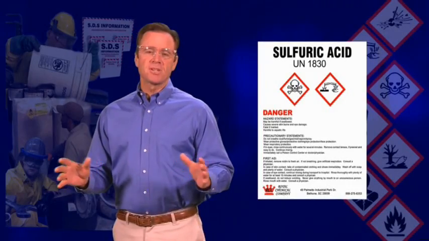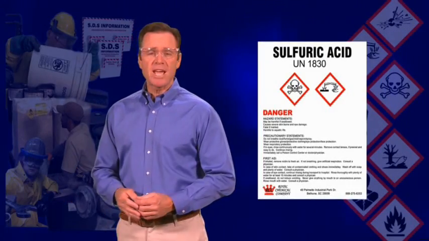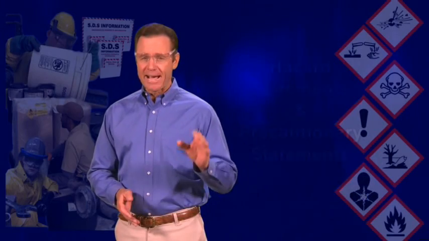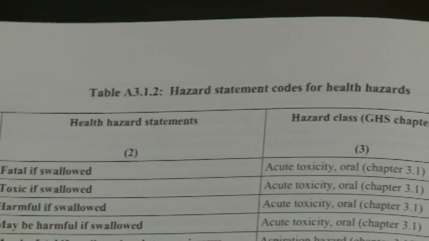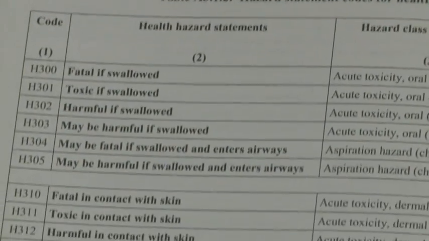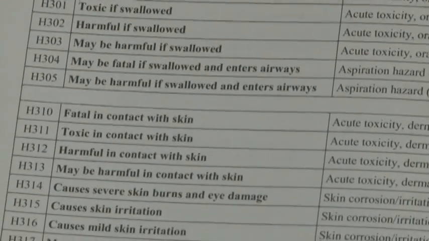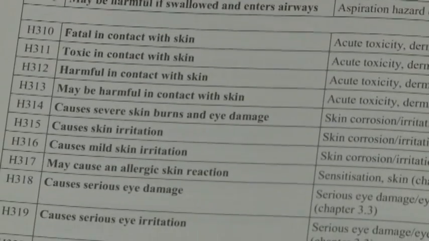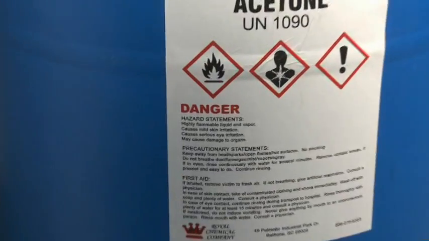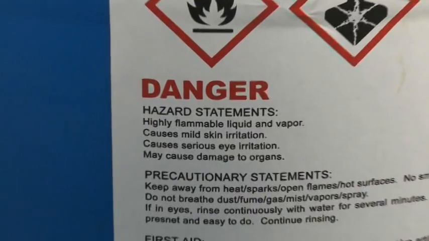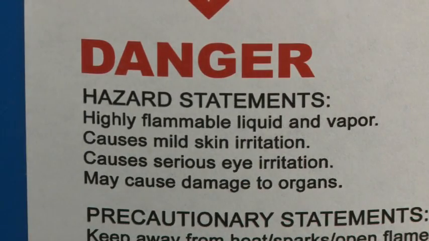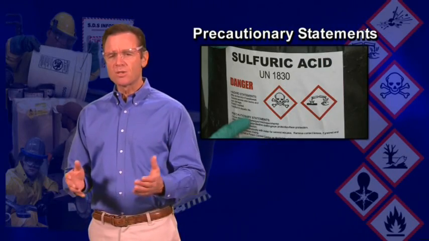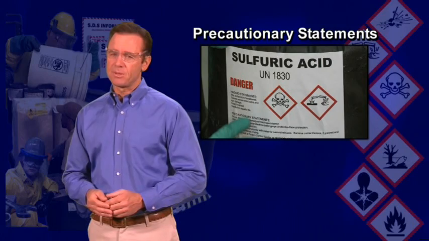Other standardized communication elements found on GHS container labels are hazard statements and precautionary statements. Hazard statements are standard phrases assigned to a hazard class and category that concisely describe the nature of the hazard. For products which pose more than one risk, an appropriate hazard statement for each GHS hazard will be included on the chemical label. Chemical labels will also contain precautionary statements.